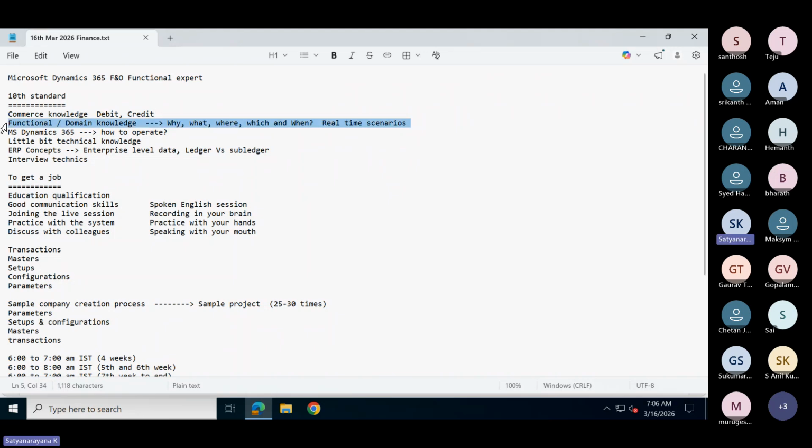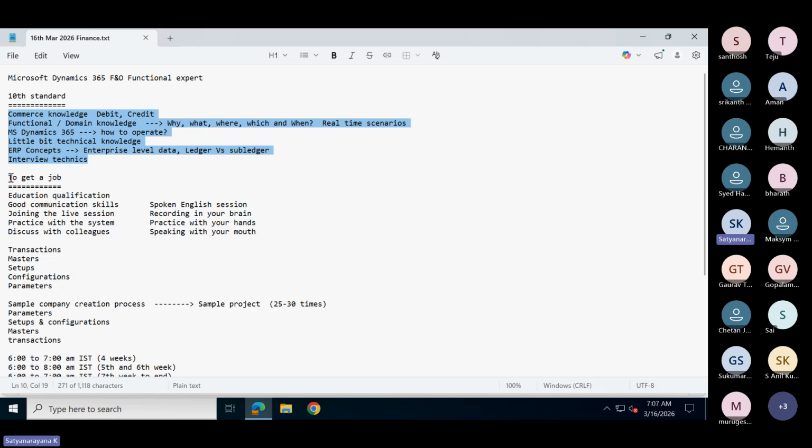You need to have functional or domain knowledge, that is, real-time scenarios. Then you need to know how to operate Microsoft Dynamics 365 F&O. You also need a little bit of technical knowledge, ERP concepts, and interview techniques. I'm going to teach you all these skills in the finance session.